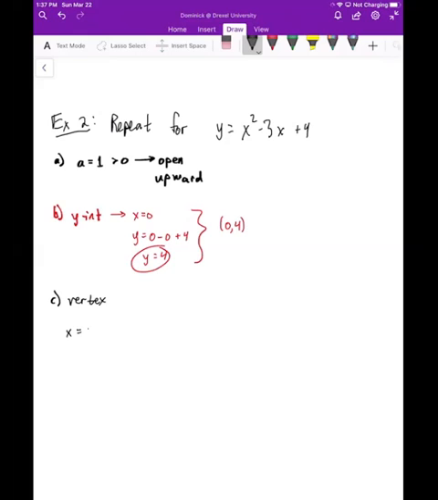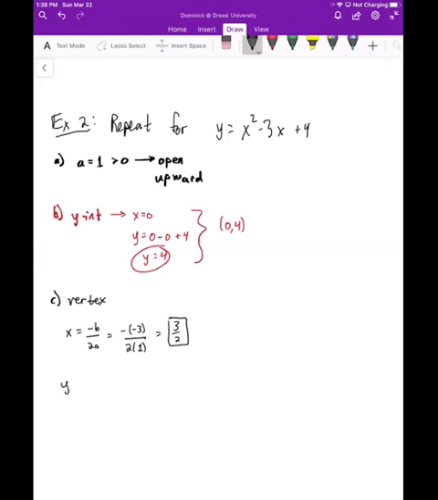And the x-coordinate of the vertex is given by minus b over 2a, which in this case is a negative 3 over 2 times 1. So we get a 3 over 2. All right, so unfortunately we get a fraction, but that's what we have. That's what we're going to have to deal with here.